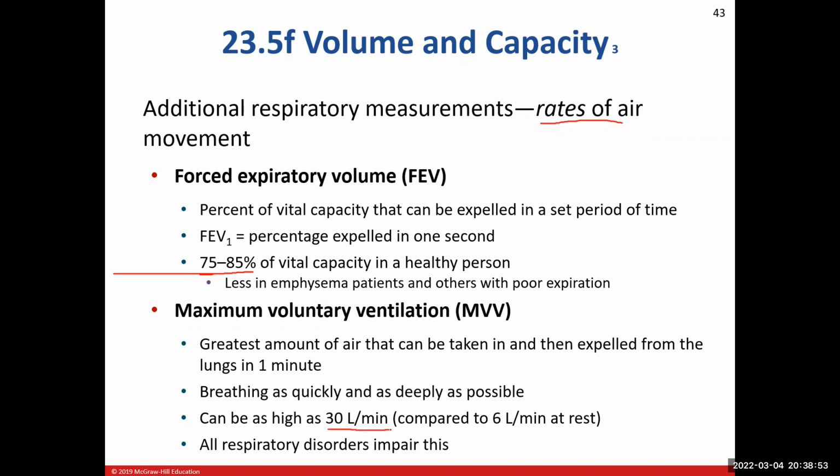They'll do this. And again, what we're going to see with this value is that it could be as high as 30 liters within a minute, which is actually pretty good in a healthy individual. But of course, folks with any type of respiratory disorder, someone with pneumonia, asthma, emphysema, pulmonary fibrosis, are going to have a much lesser MVV because they are going to be impaired when they're trying to breathe out.